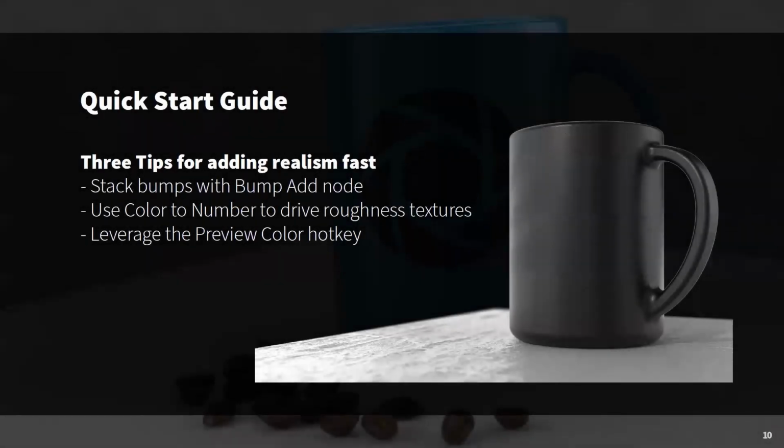Getting started with the material graph does not need to be an intimidating experience. Obviously, as with many things in life, you can go down the rabbit hole of just about anything, and the graph is no exception. But to get started and immediately see the benefits, you just need to remember three things: how to stack bump maps, how to apply and control roughness textures, and understanding how to make the most of the preview color hotkey. If you're new to the material graph and you're looking for a point to build from, then these three aspects of the graph are a great starting point.